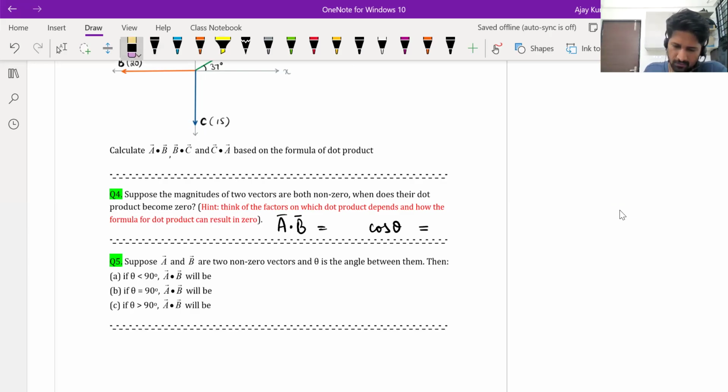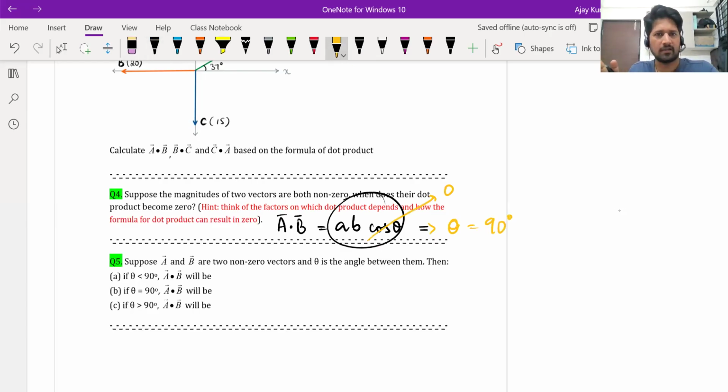Okay, you can write it as small a, b also, nothing wrong in that. But we want this product to become 0. That is possible only when cos theta becomes 0. And for what angle is cos theta 0? Theta should be 90 degrees. So any two perpendicular vectors, their dot product is 0. That's the way dot product is defined.